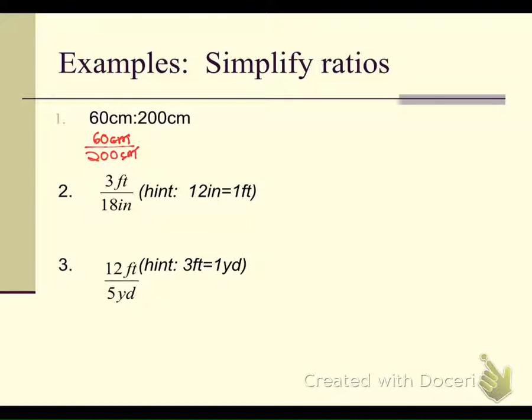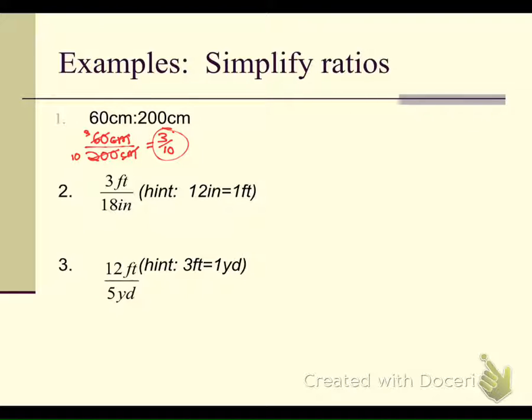So does 60 and 200 have anything in common? Yeah. What do they have in common? 10 and 2. So 10 times 2 is? 20. So let's take 20 out. So how many times does 20 go into 60? 3. Okay. How many times does 20 go into 200? 10. Okay. So over here, what we're left with is just going to be 3 over 10. So 3 to 10 is our ratio. 3 to 10.